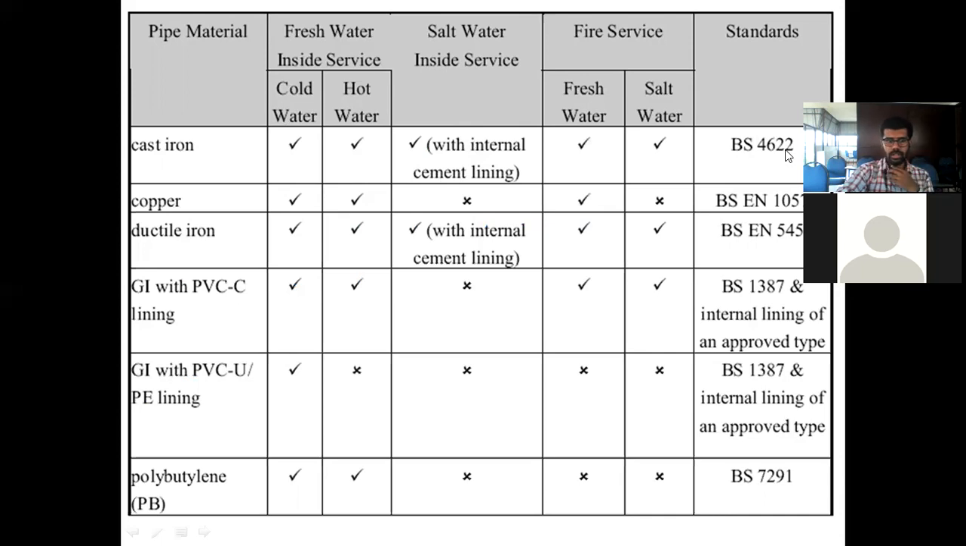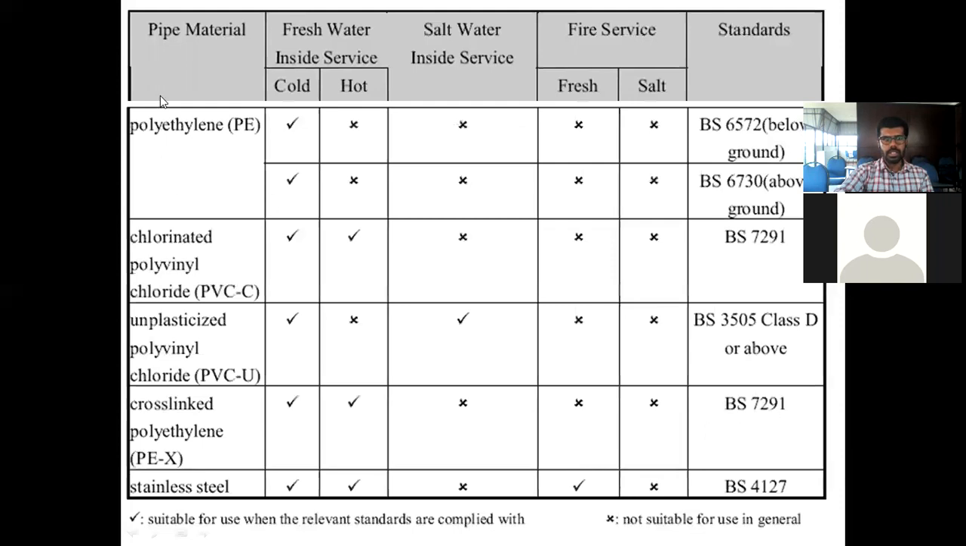These are different standards of cast iron, and the same way for copper, GI, and PVC with cotton lining, and PVC pipe. If it is shown with a cross, it means you cannot use that. Wherever it is ticked, you can use that. So when you see the video again, you can check the configuration of it. Chlorinated PVC, CPVC, you can use for hot water as well as cold water. PVC, you can use for cold water as well as salt water.